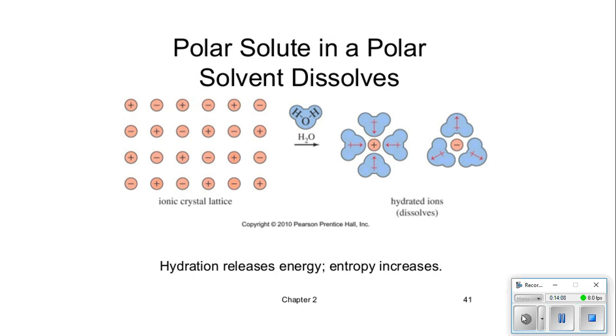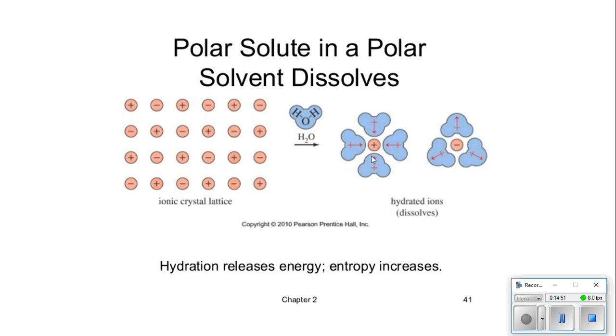So a favorable example of dissolving would be a polar solute or an ionic solute, as shown here, dissolving in a polar solvent like water. So here I have electrostatic attractions between positive and negative ions in the solute. In the solvent, I have hydrogen bonding between the water molecules. When solute-solvent interactions occur, they interact through ion-dipole attractive forces. So the negative end of water is attracted to the positive ion.